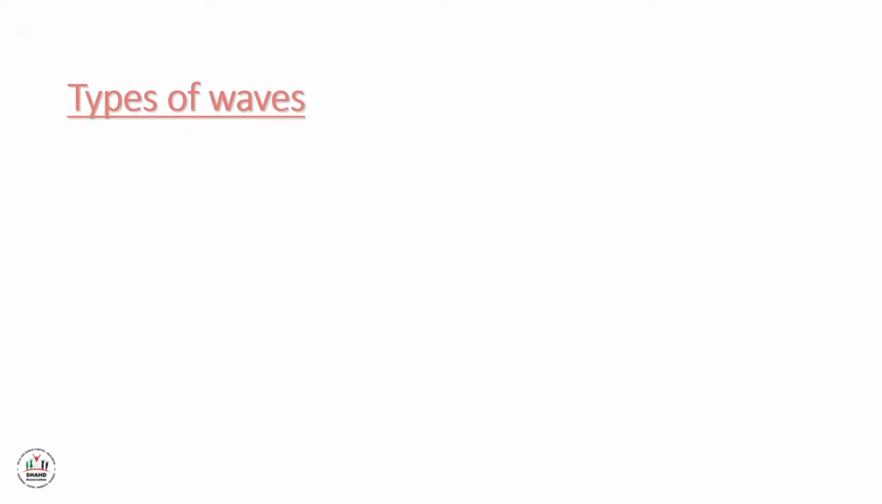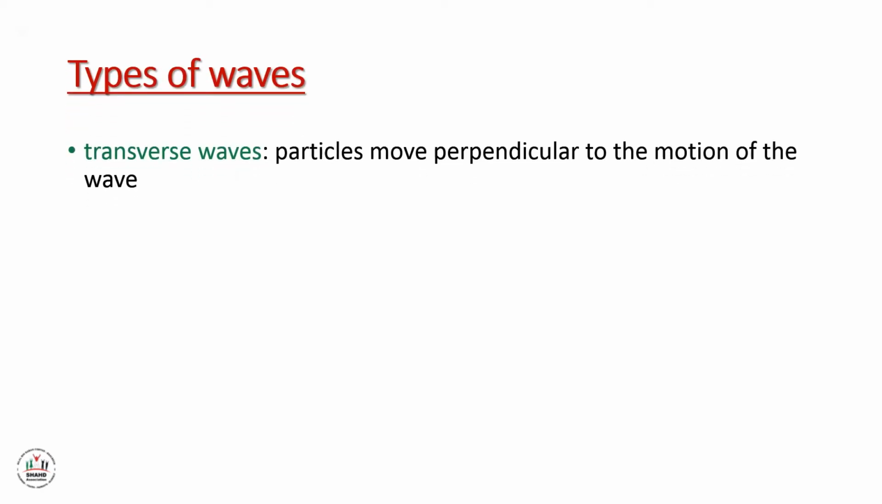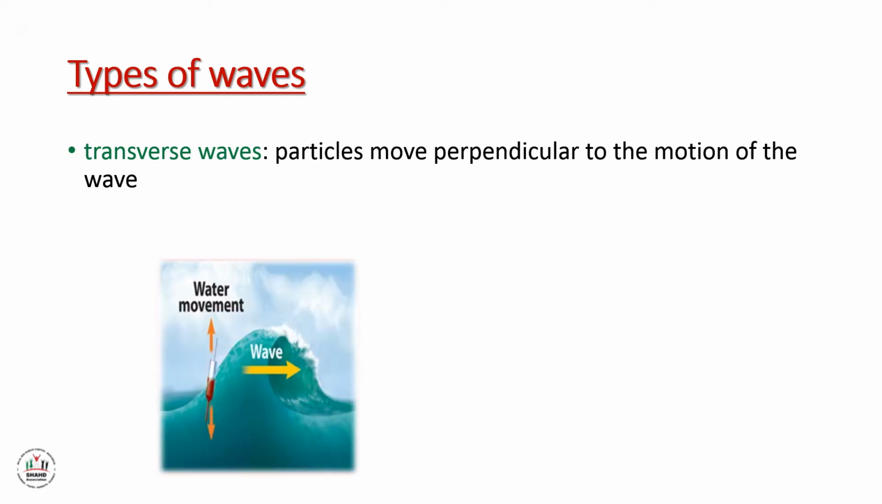We have 2 types of waves. The first one is called the transverse waves, where the particles move perpendicular to the motion of the wave. As you can see in the first picture, the body is moving up and down, and the wave is moving to the right. So the motion of the particle is perpendicular to the motion of the wave. This wave is called the transverse waves.